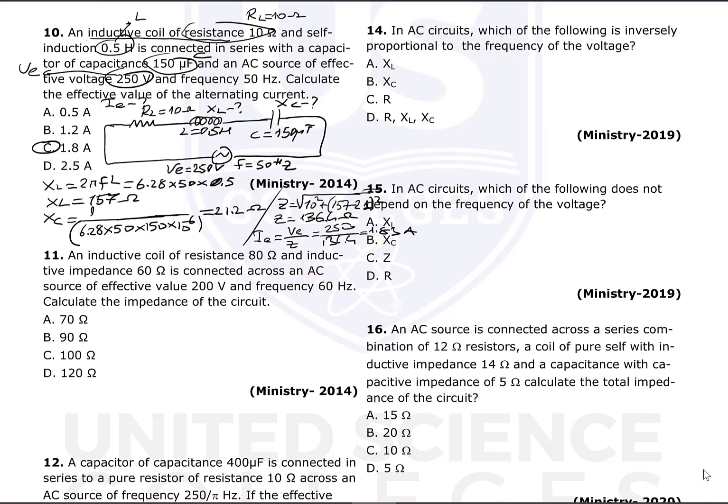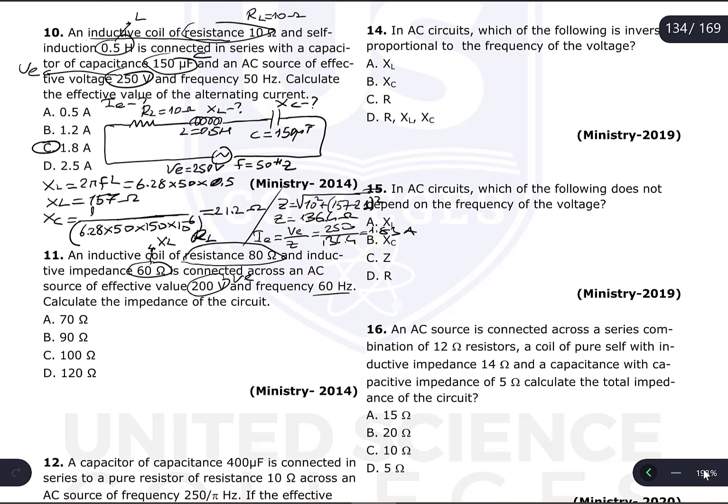And question number 11, an inductive coil of resistance. Again, this is not a pure coil. This is RL. An inductive impedance, which is XL, connected across an AC source of effective value 200 volt and frequency 60 Hz. Calculate impedance. Okay, inductive coil of resistance, the inductive impedance is, 60 Hz, and this is just like an RL circuit.